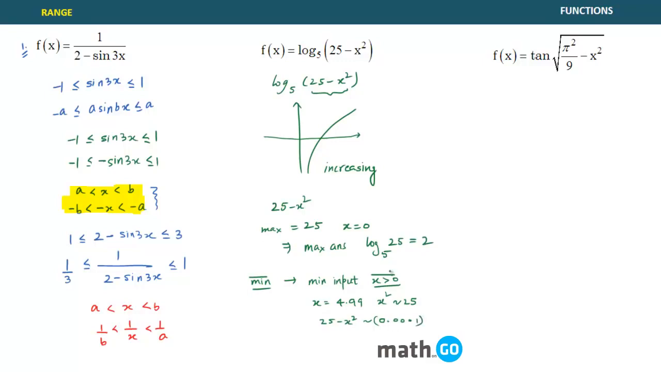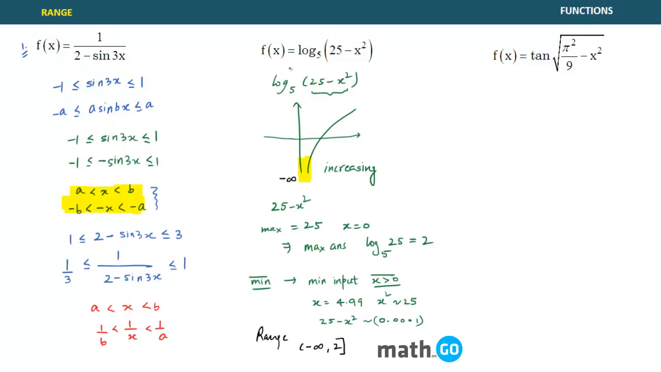And if this small value is being inputted in log, can you see where the graph is moving? Graph is moving downwards. So the least value that it can take is minus infinity. So the range of this particular answer will be minus infinity to 2, where 2 will have a close bracket. Okay, let's solve the third one now.